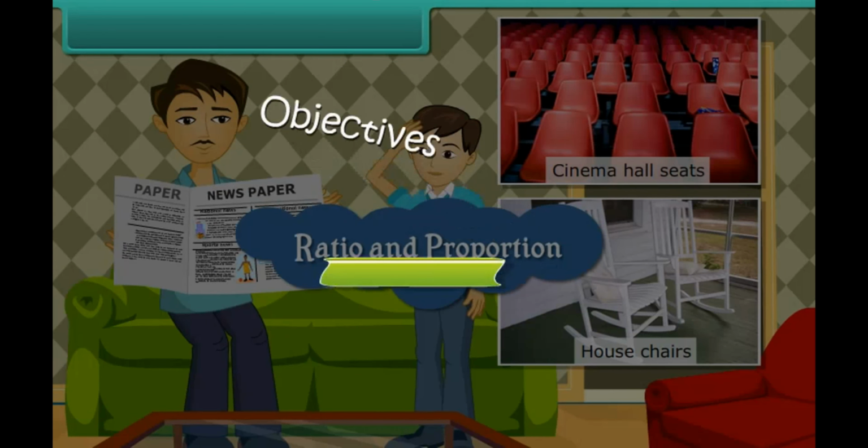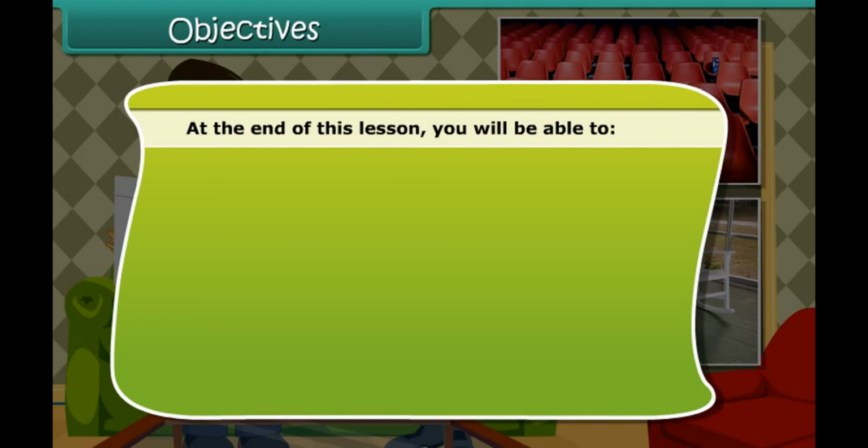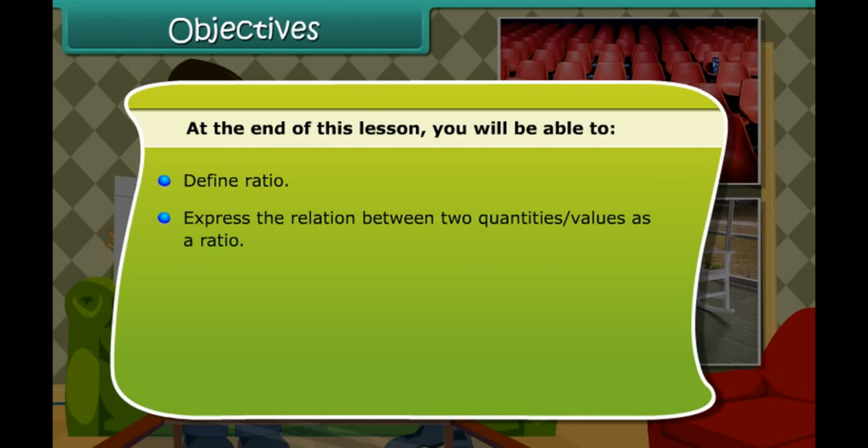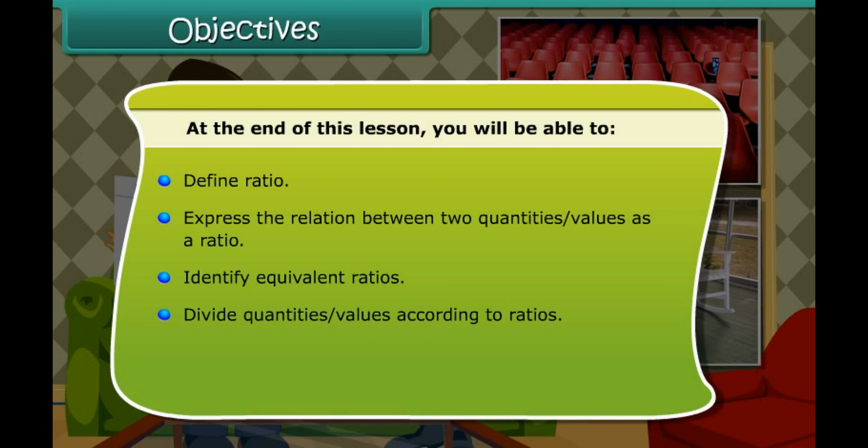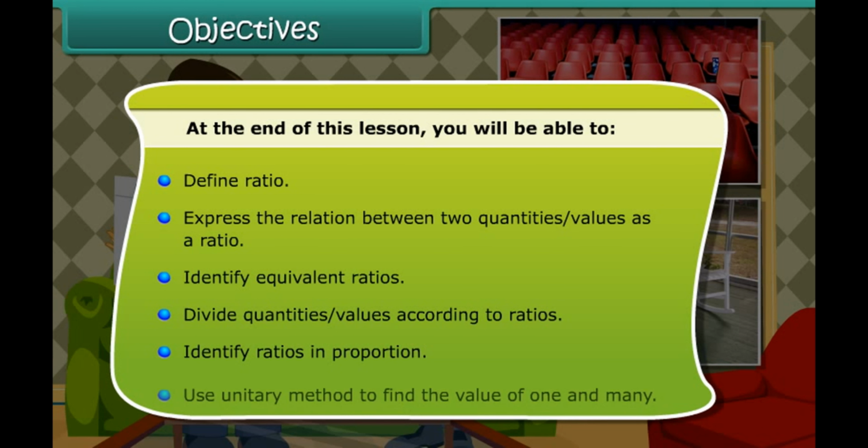Objectives. At the end of this lesson, you'll be able to define ratio, express the relation between two quantities as a ratio, identify equivalent ratios, divide quantities, values according to ratios, identify ratios in proportion. Use unitary method to find the value of one and many.